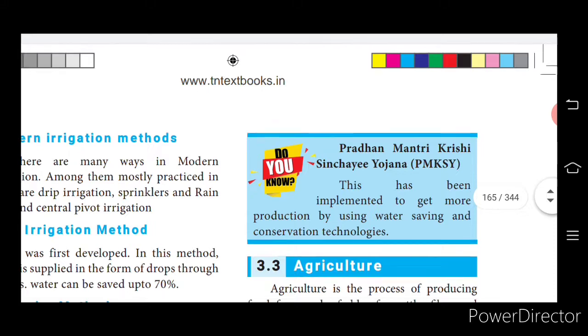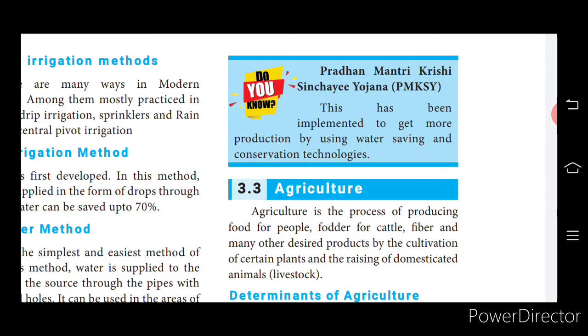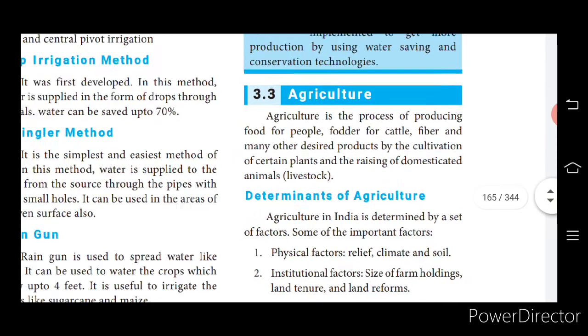Okay, now coming to agriculture, that is the Pradhan Mantri Krishi Sinchai Yojana. This has been implemented to get more production by using water saving and conservation technologies. The PMKSY is the scheme which has been implemented to save water. Then coming to the agricultural part.